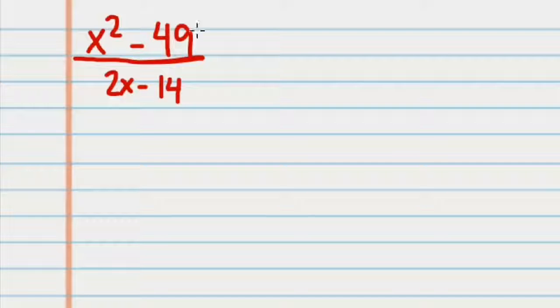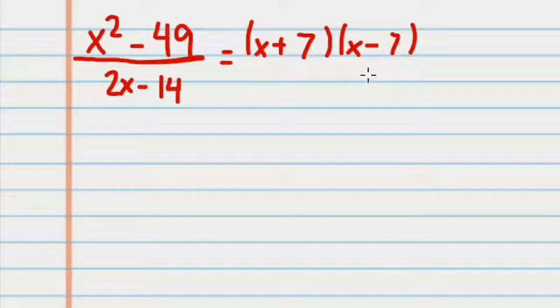x squared minus 49. How do we factor that? When you have something that looks like x squared minus a number, and that number is a perfect square, something like 4, 9, 16, 25, 36, 49, it can be factored into x plus a number, times x minus that number, where the number in this case is 7, since 7 squared is 49. And if you did multiply these out, FOIL it out and simplify, you would get back to this x squared minus 49. That's great. So we factor the numerator.